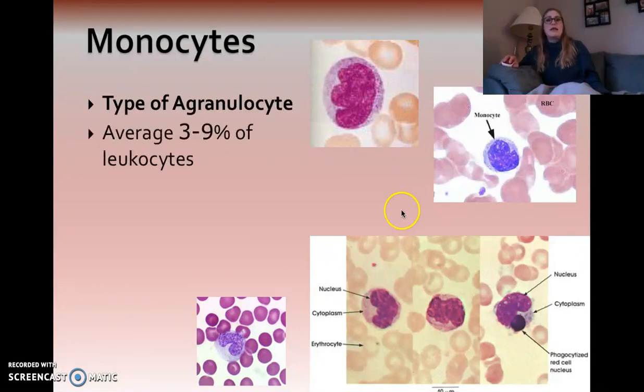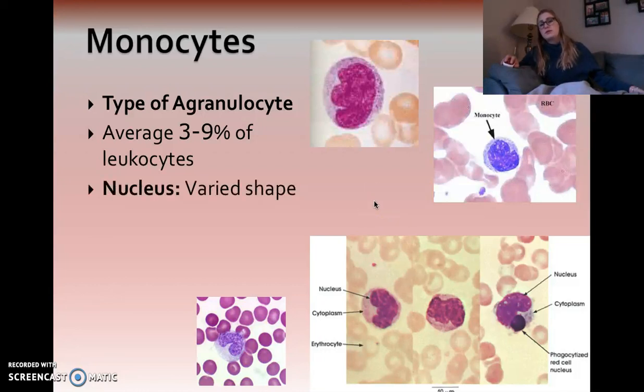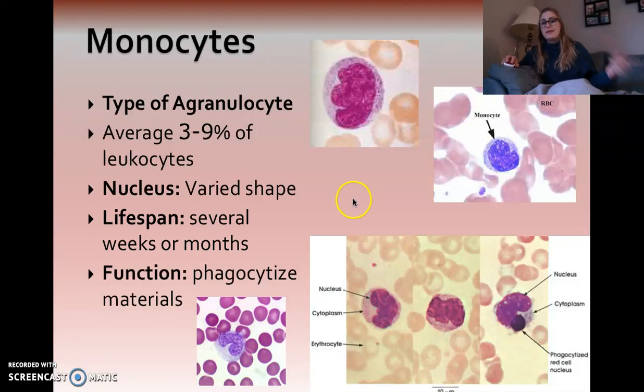Monocytes. It is an agranulocyte. It does not have a grainy cytoplasm, and of course this is in comparison to the granulocytes. It is roughly 9% of leukocytes, so significantly more than what we see with the basophils and eosinophils. The nucleus really varies. They can live up to several weeks or months, and they are just a very general cleanup crew. They will phagocytize just about anything that they come in contact with that does not belong, whether that is old cells in your body or even just buildup of protein in your brain. Monocytes are there for you.